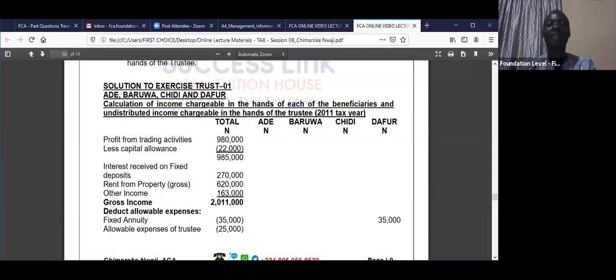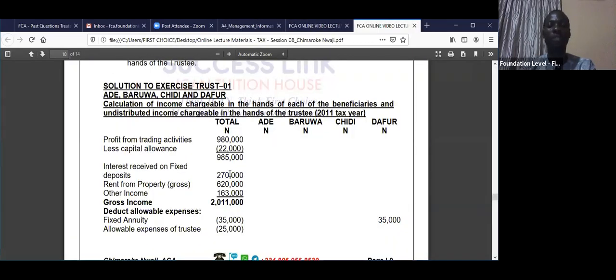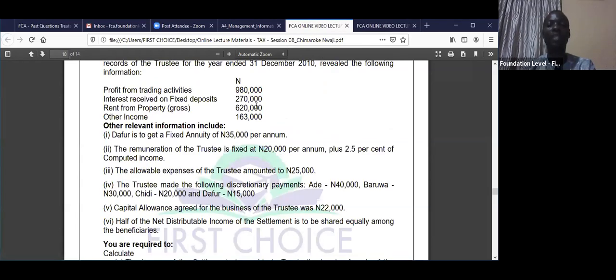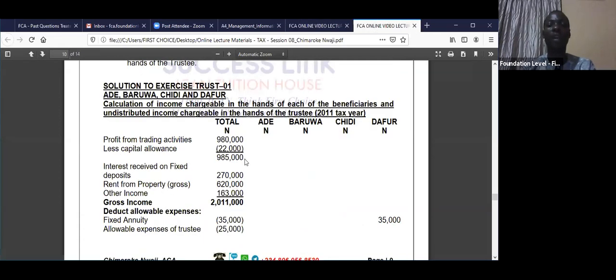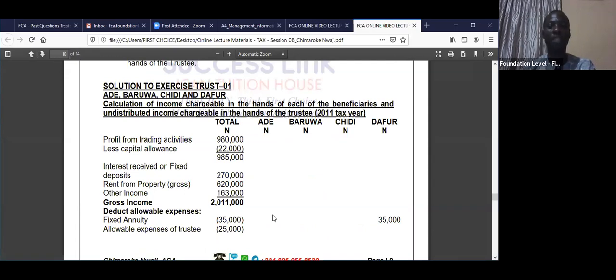Now we have interest on fixed deposits, which we say is 270. We brought it here. Then we also said rent from property gross 620. You see there, other income 163,000. You can see it down here. So when we add all of these, 958,000 plus 270,000 plus 620,000 plus 163,000, we are getting 2,011,000. So this figure here is correct. It is just this figure that has the transposition error. This 5 would have been here where the 8 is, and this 8 would have been where the 5 is. So you correct it in your book.